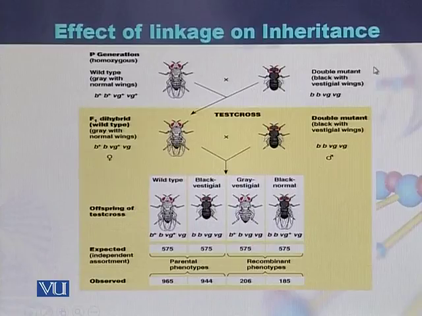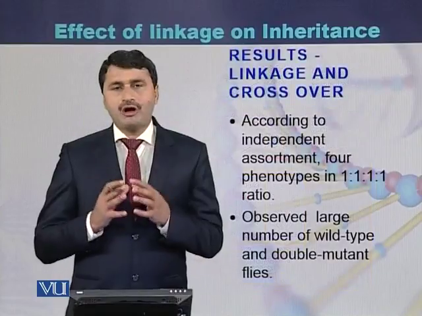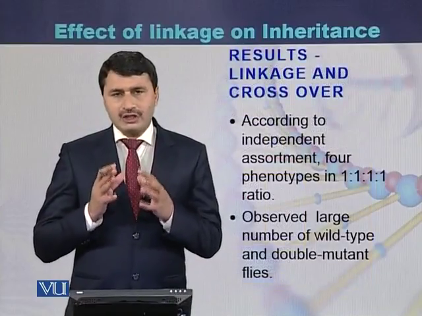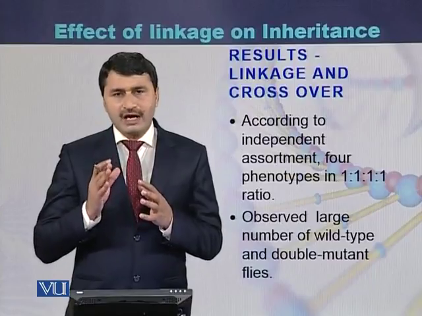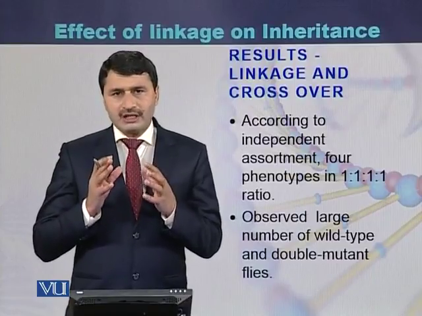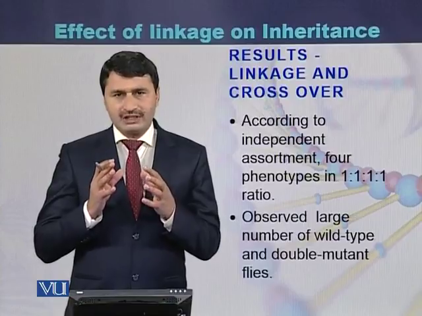Same is here, the test cross. In the test cross between this fly and this fly, the expected ratio should be 575 for all four, while what Morgan observed was 965, 944, 206 and 184. So according to the test cross, the ratio should be 1, 1, 1 and 1. Morgan observed a ratio that was different from the test cross.